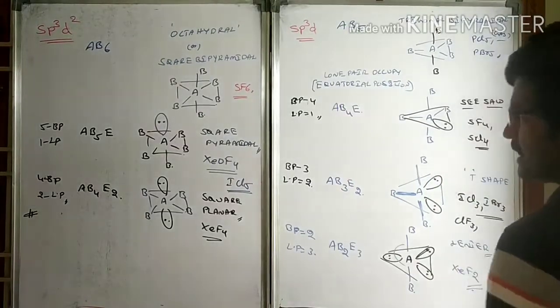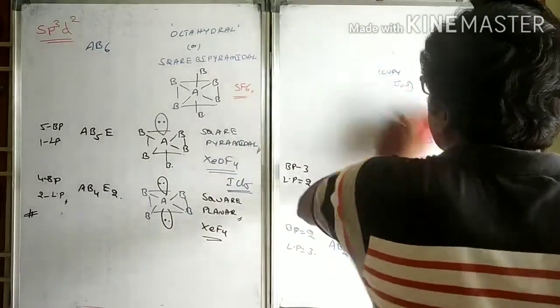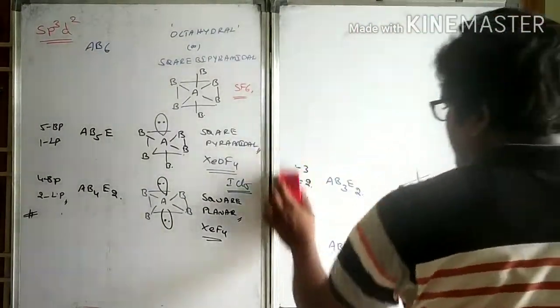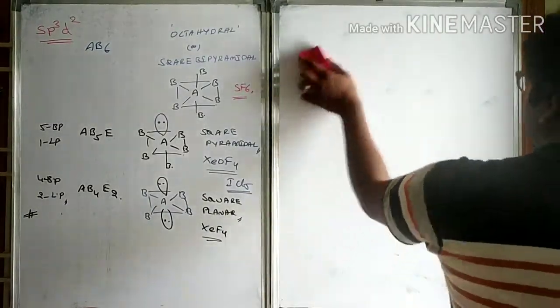Next, let us see the sp3d3 hybridization. What are the different structures possible for the sp3d3 hybridization?